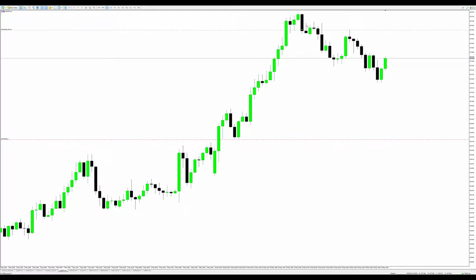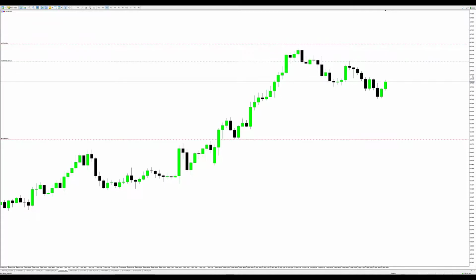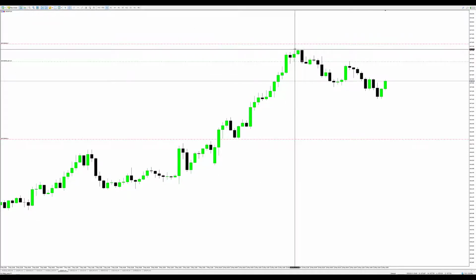So you can clearly see I have my bearish engulf here. Now look where my stop loss is. My stop loss is right above the last high. It's only 5 pips away, which is not bad, right? Because I was really expecting that level to hold. So this is a very good trade example illustrating a bearish engulfing candle.